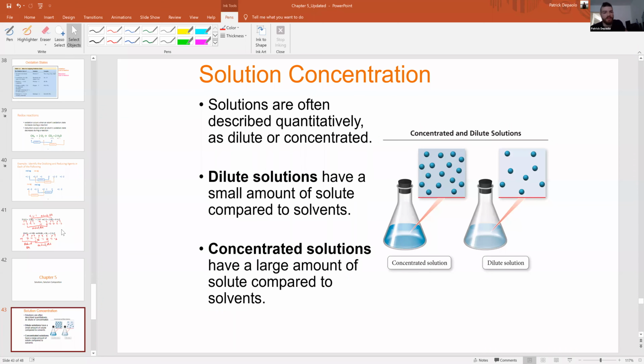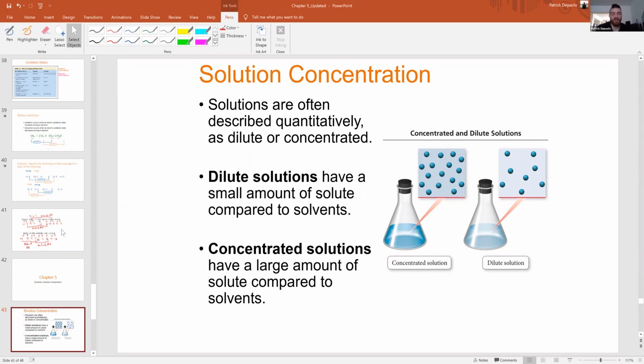Dilutions. So solution concentration. A solution could either be concentrated or dilute. Concentrated means there is a lot of solute compared to the amount of solvent. If you dump an entire box of salt into a glass of water, that's very concentrated. If you put the same box of salt into a lake, it's very dilute. So that's what that means.